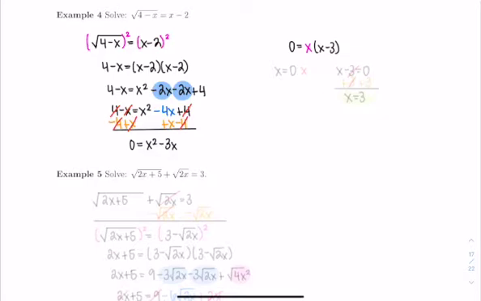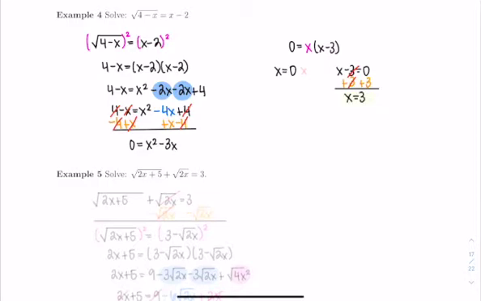So setting these both equal to 0, we get x equals 0, or we get x minus 3 equals 0. The first one's already solved for, and the second one we're just going to add 3 to both sides. And so it ends up canceling. And then we get x is equal to 3.